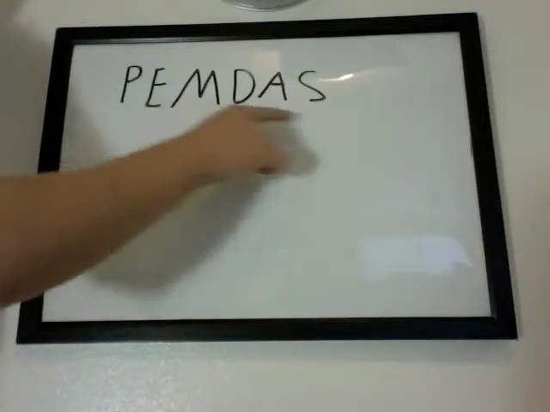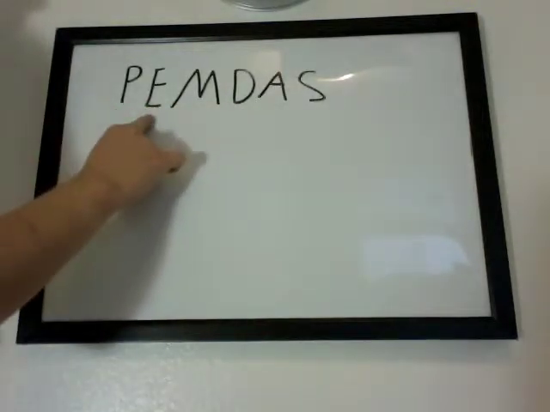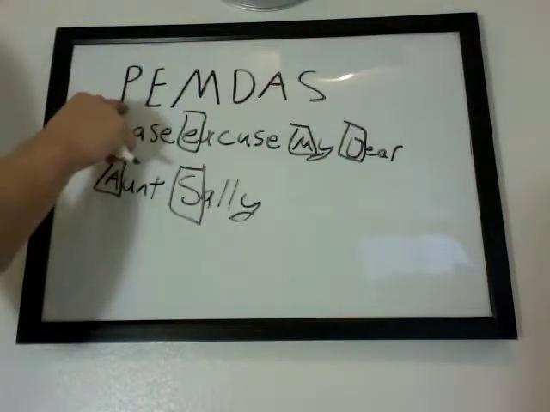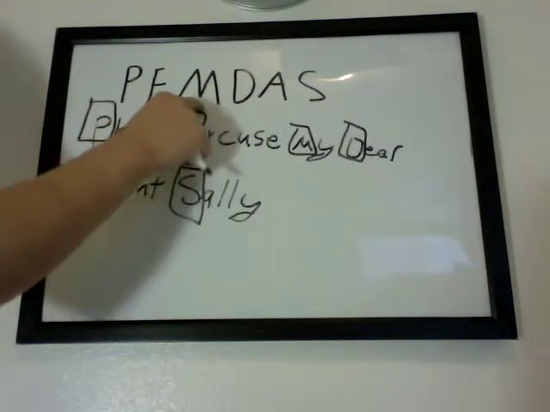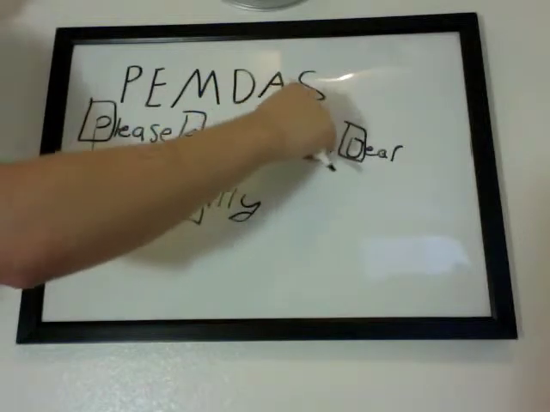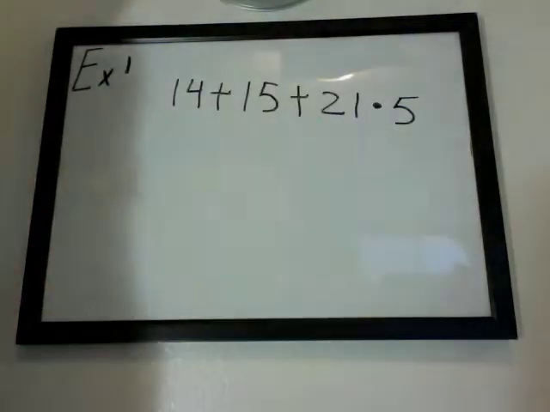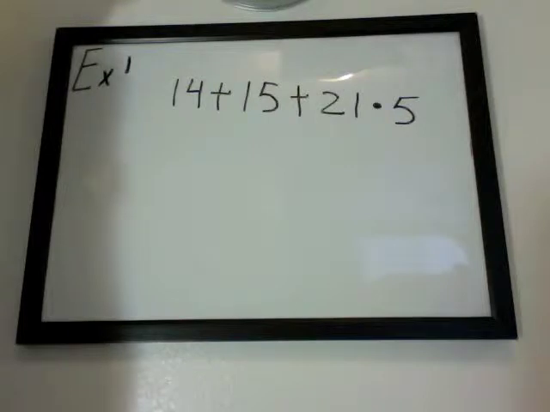People call it PEMDAS, or please excuse my dear Aunt Sally, also known as parentheses, exponent, multiply, divide, add, and then subtract. These are the order that you have to do your operations in. Let's look at an example. Example 1. Now which one do we do first? Well, let's remember what our PEMDAS says.